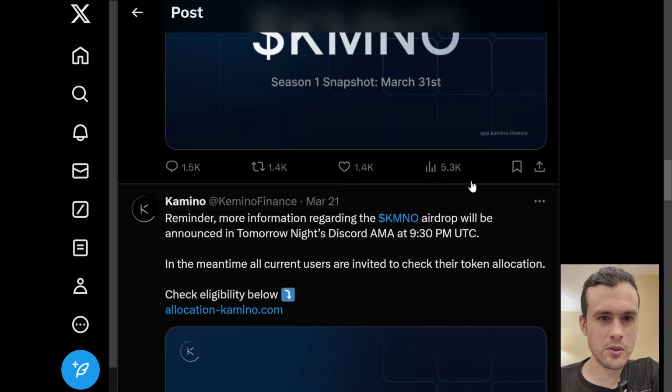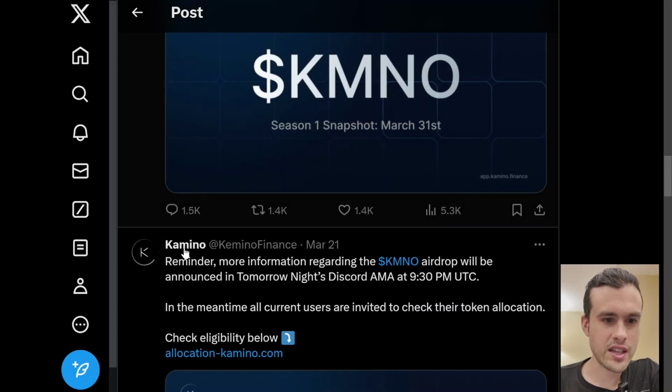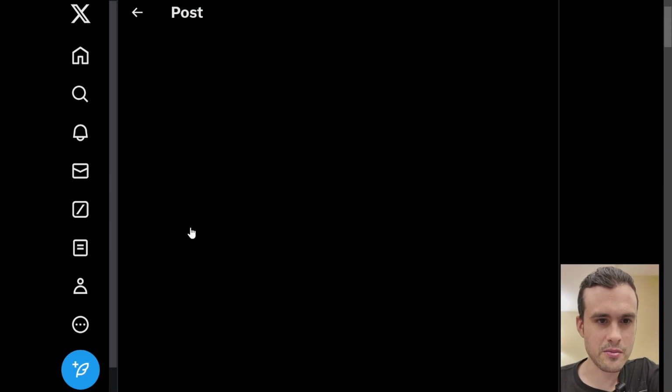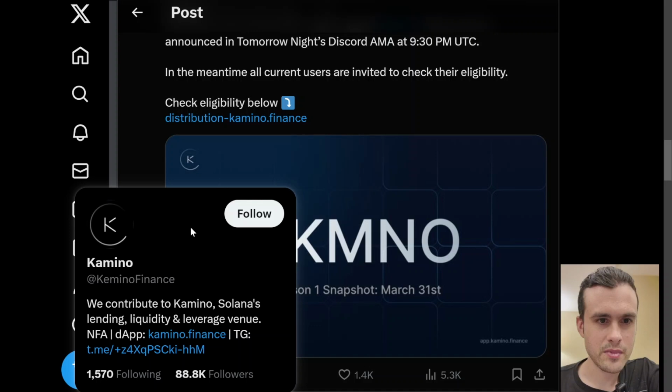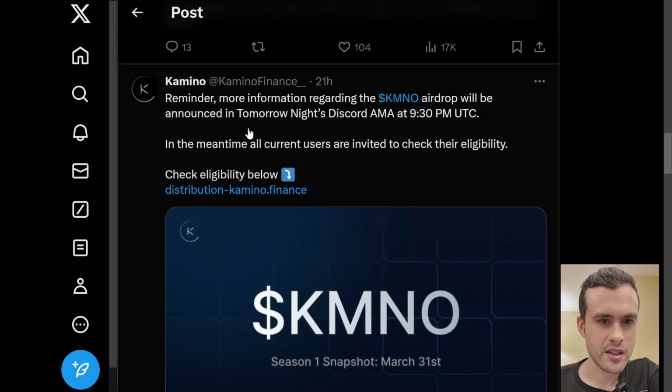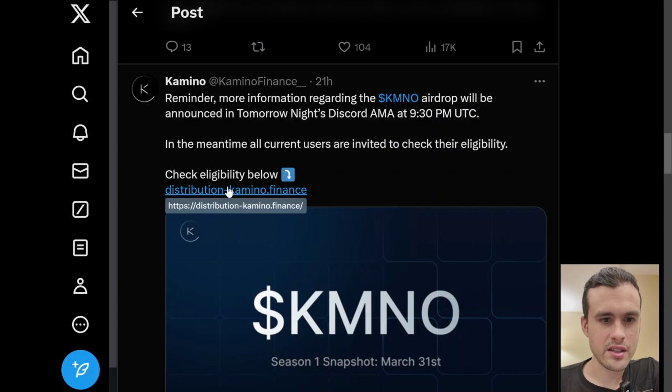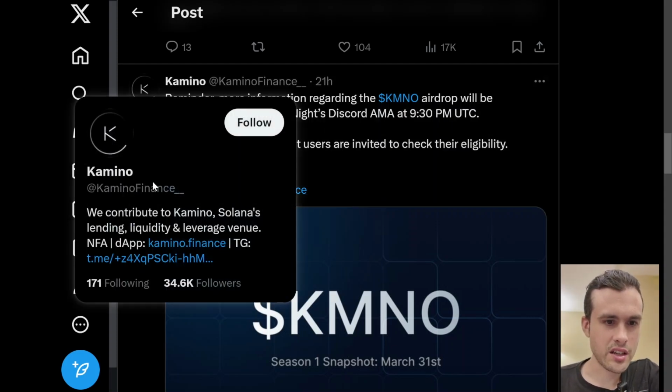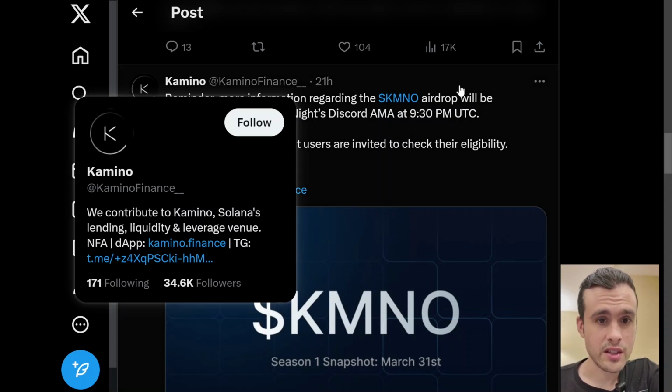If you come over to posts like this and you see random non-blue ticked Caminos posting stuff, just be very careful, because that's fake. So here, distribution-camino.finance, that's its own URL. And if you hover over here, no check, and look at the name here, Camino Finance __. So just be very careful with stuff like that.